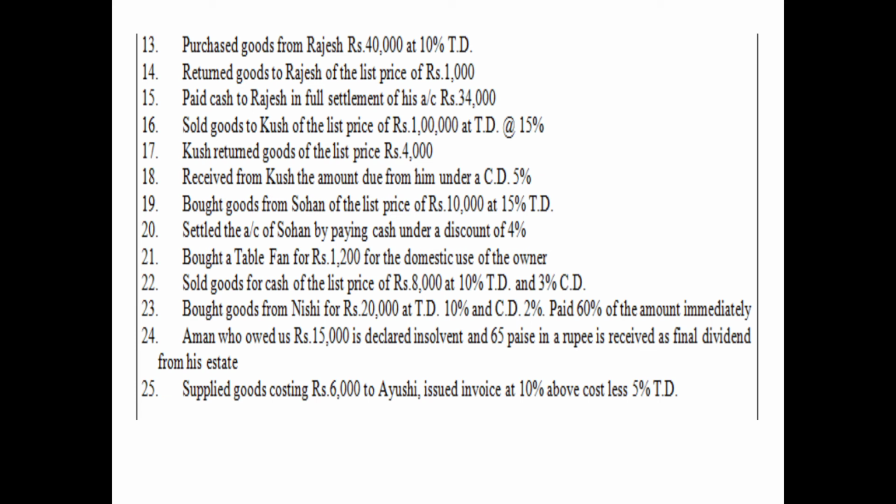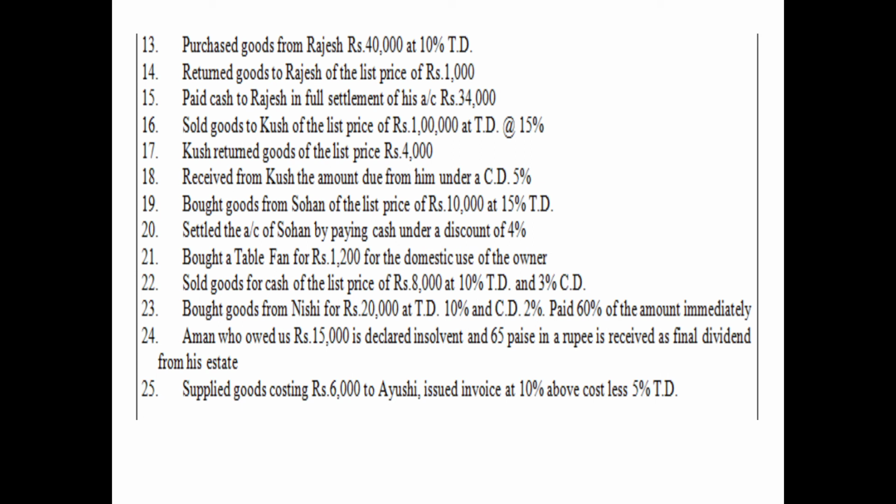23rd point. Bought goods from Nishi for rupees 20,000 at trade discount 10% and cash discount 2% and paid 60% of the amount immediately. Now when trade discount, cash discount and partial payment, all three are given to you, the hierarchy will be, first of all you will deduct the trade discount. After deducting the trade discount, whatever the value is coming, that will be divided into two parts: the proportionate paid in cash, and the proportionate on credit. Then on the amount which is to be paid in cash, the cash discount will be calculated and deducted.